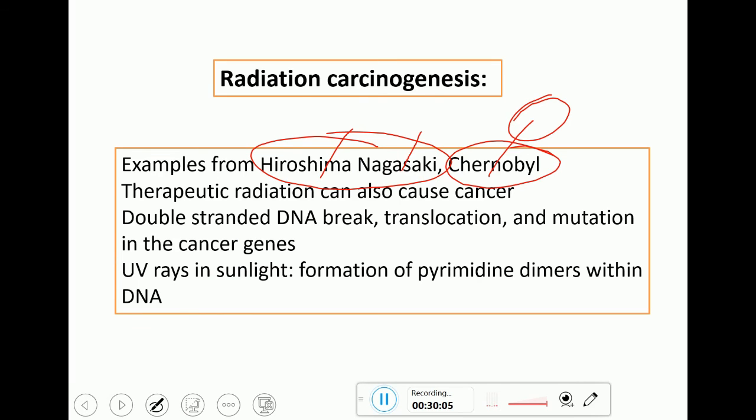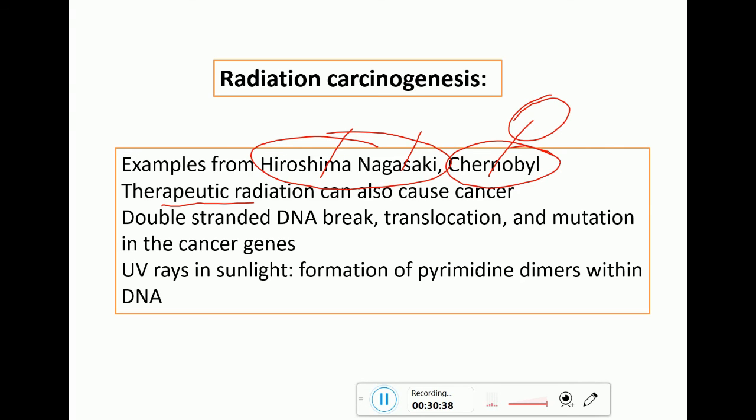Now therapeutic radiations can also cause cancer. Radiation like X-rays, or the radiation which human beings use for the treatment of cancer, like radiation therapy, can also lead to the development of cancer. It is ironic that the same thing which we use to treat a particular disease can cause a disease at a later life stage of an individual. Now what is the mechanism of radiation carcinogenesis, or how can radiation cause cancer in a particular individual?